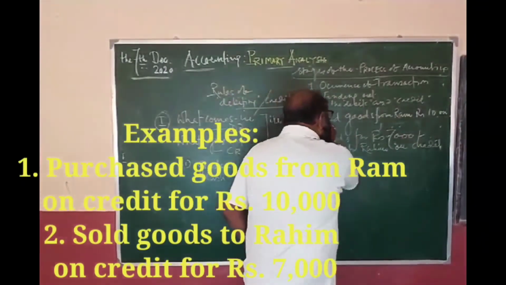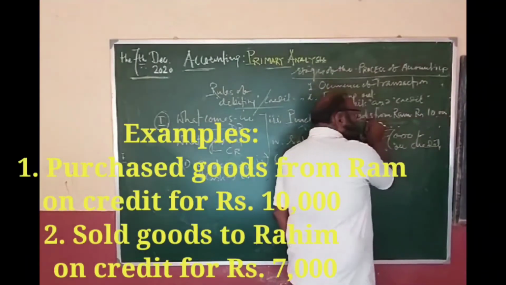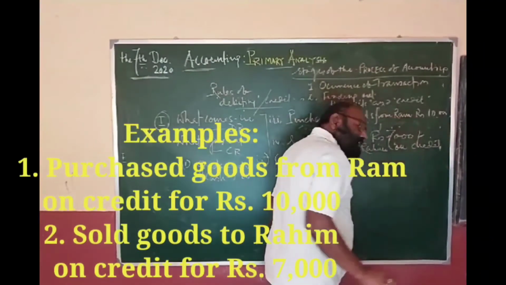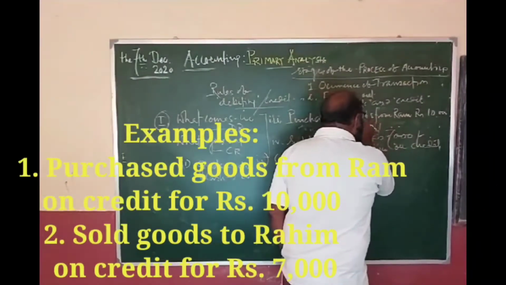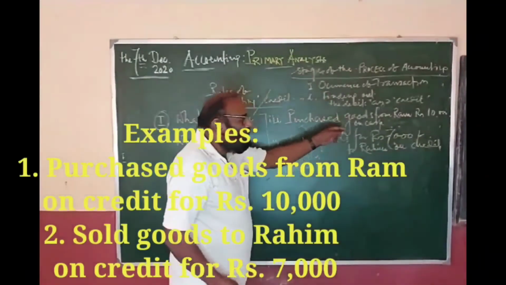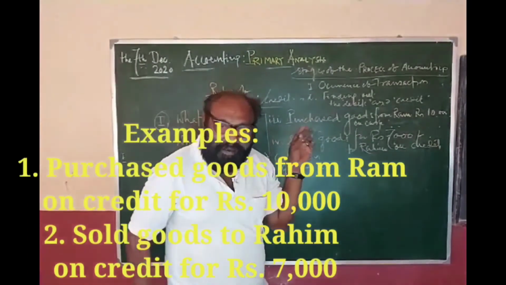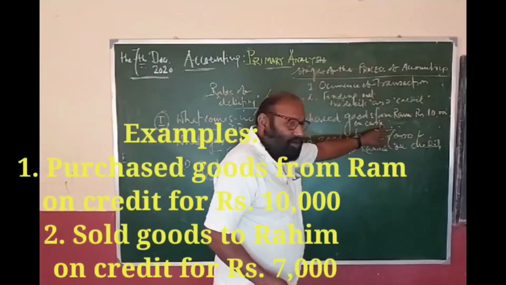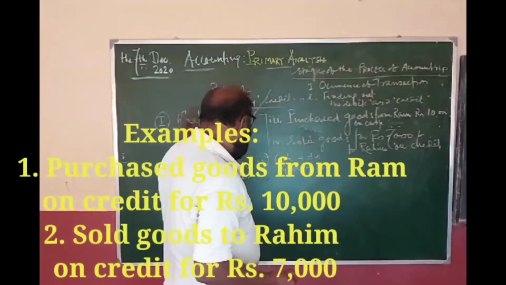Now consider this case. Purchase goods from Ram, 10,000. Nothing is stated over here, whether it is a cash transaction or credit transaction. Say it is purchase goods from Ram on cash. What would it be? It means that I have purchased goods from Ram and paid in cash. So goods are coming in, goods account debit, and cash is going out, so cash account will be credit. Clear?